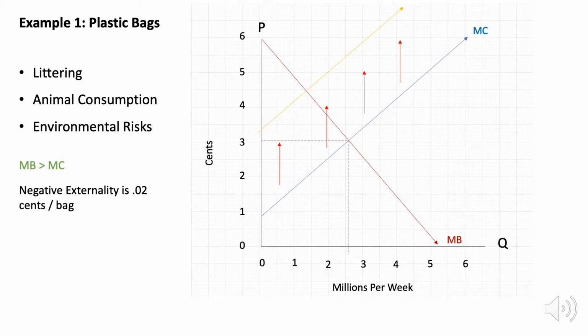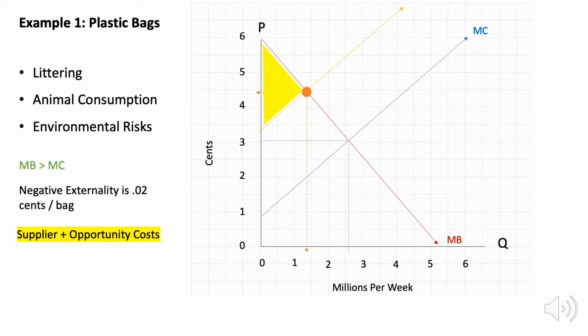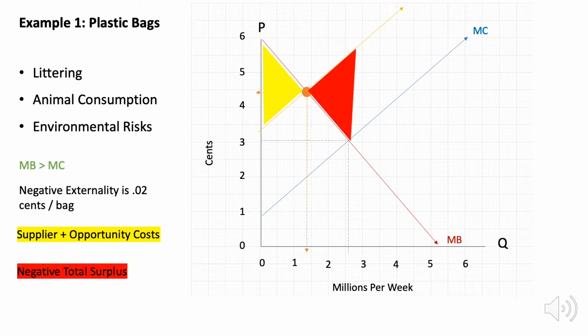That's demonstrated by that new supply curve there. So that would be the new equilibrium. The yellow triangle there represents supplier plus opportunity costs. The red triangle represents negative total surplus. The red triangle basically means that the marginal cost is greater than the marginal benefit, which negatively impacts society.